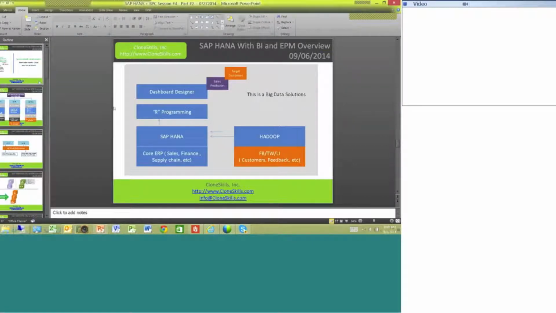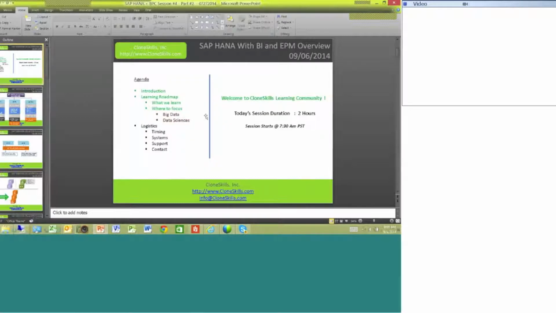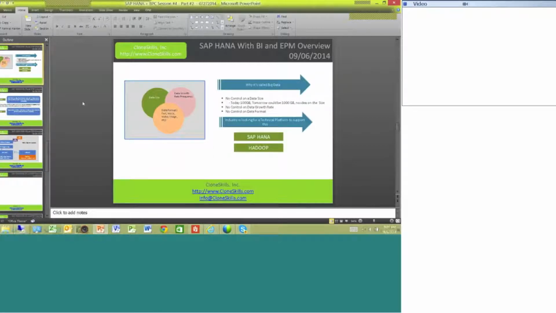So this is what I want to cover under big data. When people talk about big data, I know this is something you have heard many times, but what exactly does big data mean, correct? So make sure you understand: you have no control on size, you have no control on the growth frequency, how fast it's going to grow, and you have no control on the format. You can store text, you can store voice, and you can store images.